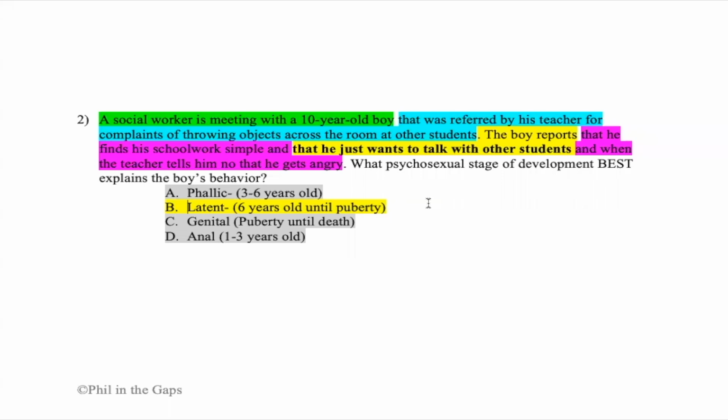So the correct answer here is going to be B, the latent stage, because he wants to socialize and all of his energy is put forth towards developing social relationships. So the correct answer here is B, the latent stage. So that's how we look at that question in particular.